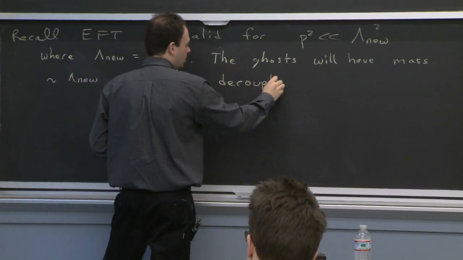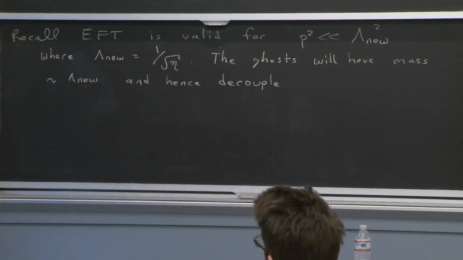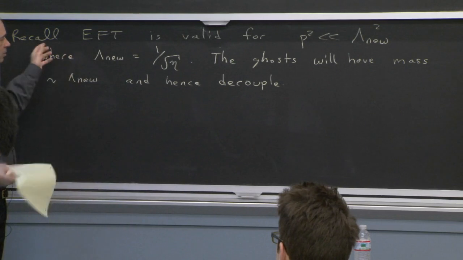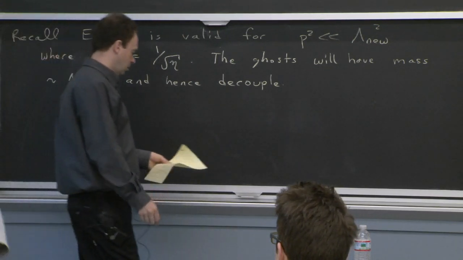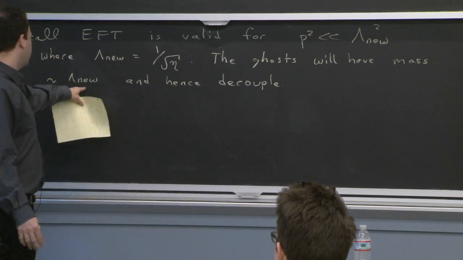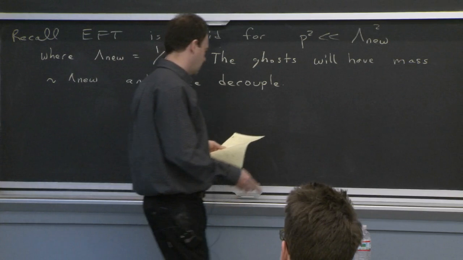So what that means is that the ghosts, along with perhaps other particles that are up at the scale lambda nu, are things that we don't have to worry about. And we can effectively integrate out the ghosts from the theory in the same way that we would think about removing some particles that had masses of order lambda nu. So I'll show you why they get masses of order lambda nu in a second.